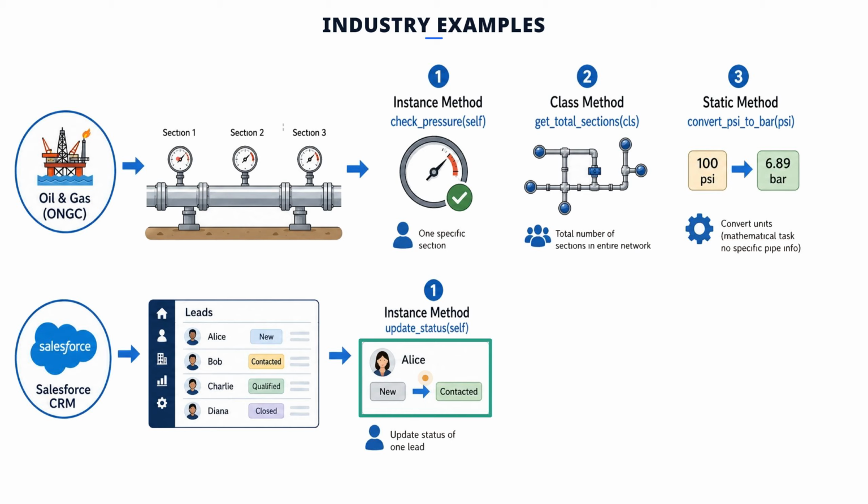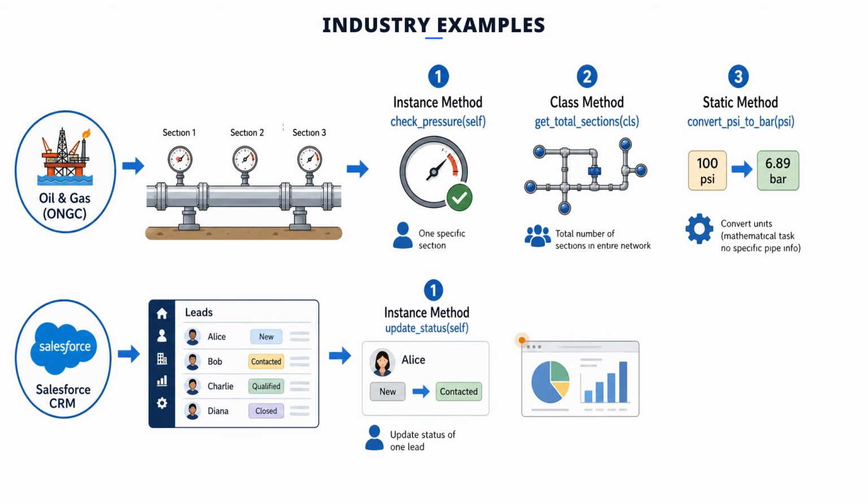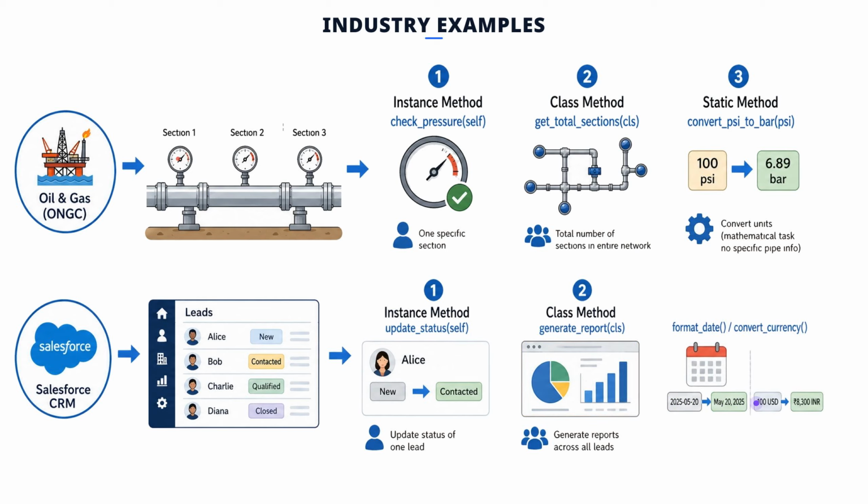To see how the business is doing overall, they use class methods to generate reports across all leads in the system. And for everyday formatting tasks, like standardizing dates or converting currencies, they rely on static methods, since these utilities don't need to know anything about the specific leads themselves.